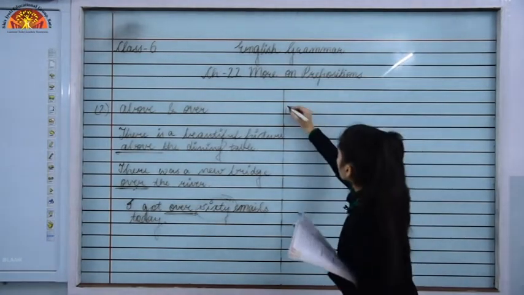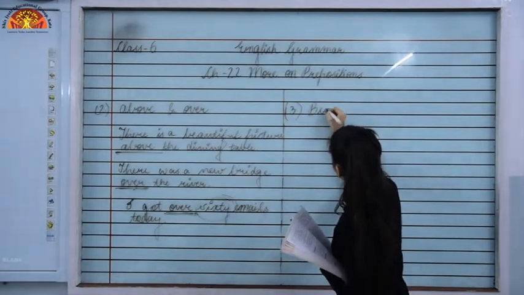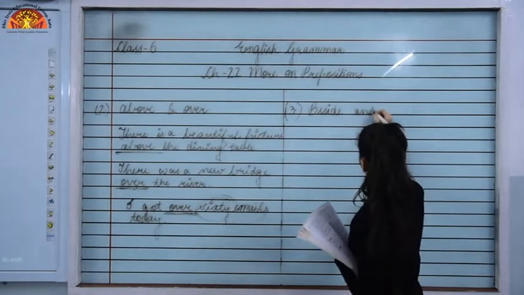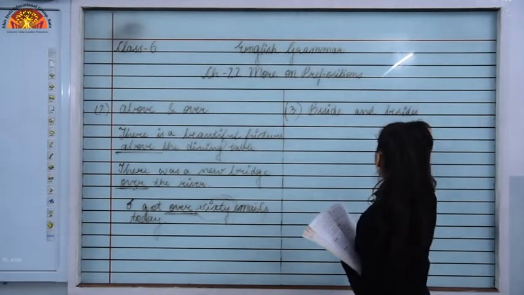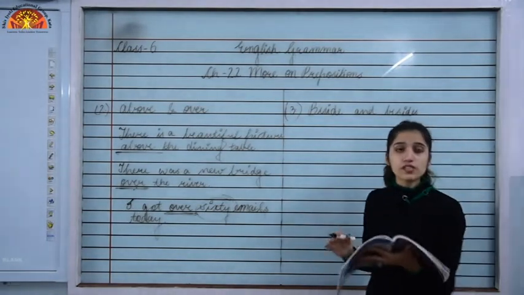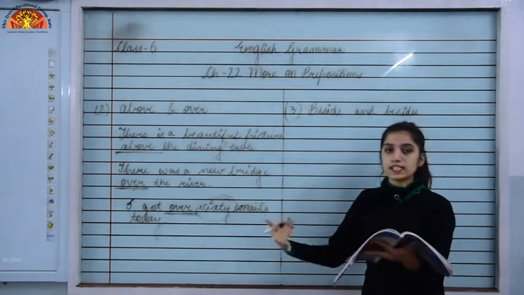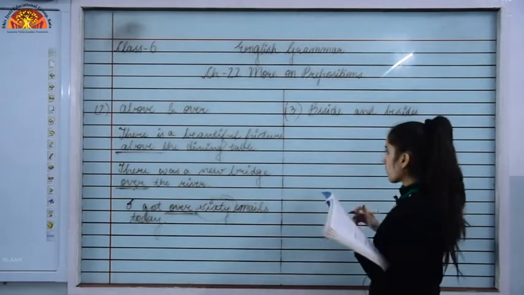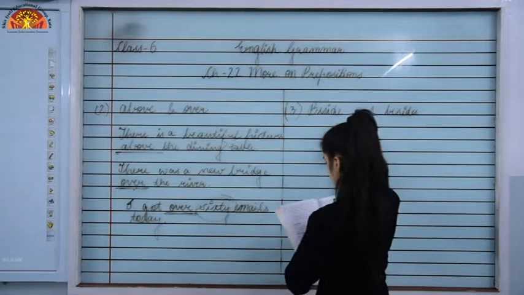We take the another pair, beside and besides. Okay. So beside is used when we mean something is next to or close to us, or by the side of us. Okay. Beside is used. So let us take an example.